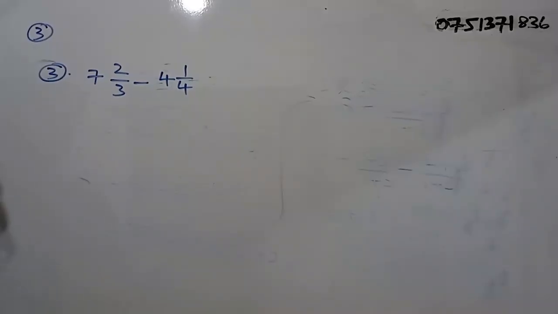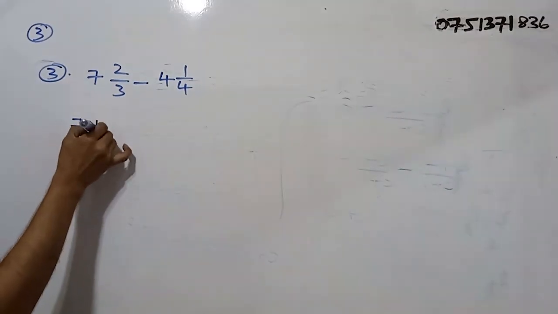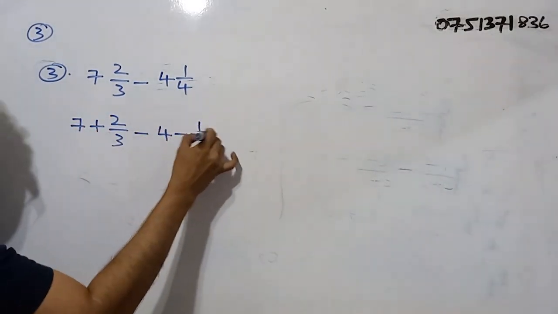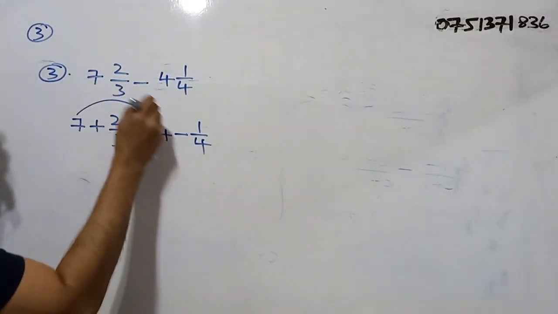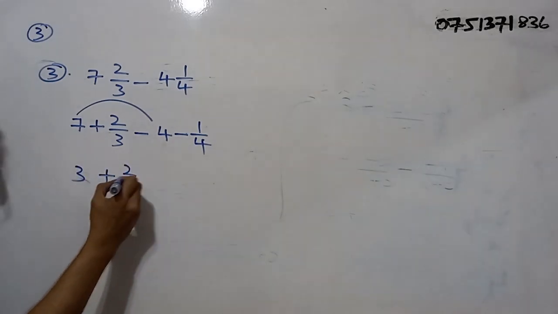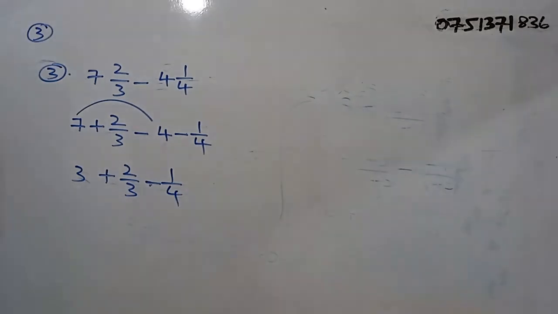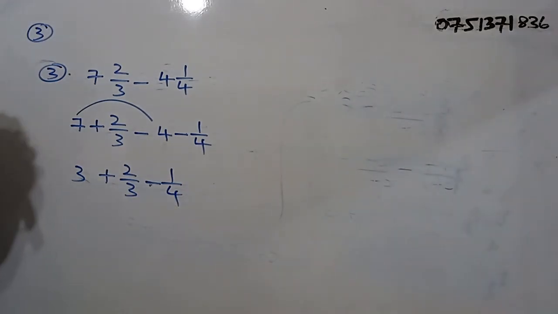So the third expression, we have to simplify this. So I can rewrite this as what? 7 plus 2 by 3 minus 4 minus 1 by 4. Now I can subtract these two values. 7 minus 4, which is 3, plus 2 by 3 minus 1 by 4. Right? Now I have to simplify these two fractions. So the least common denominator will be 12.